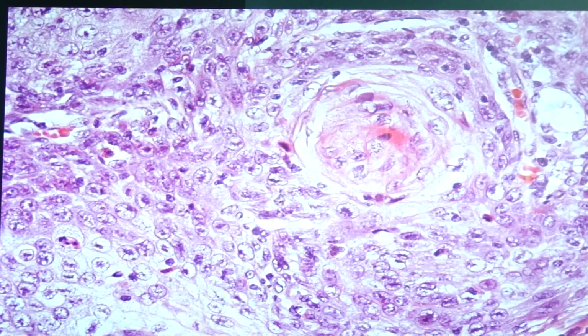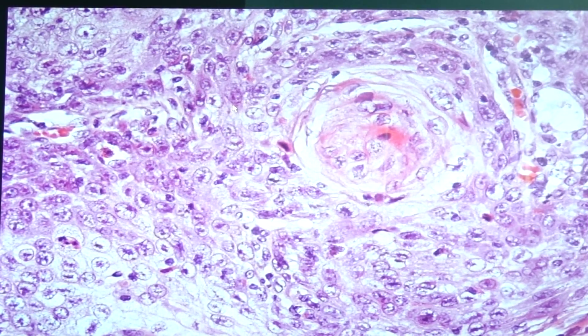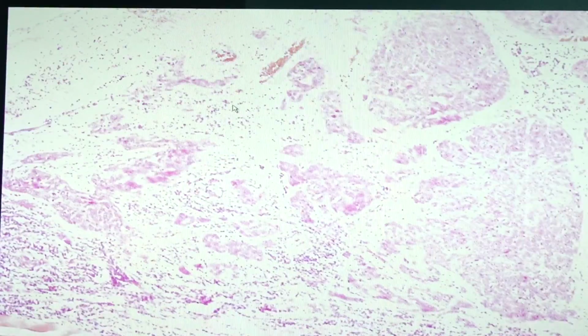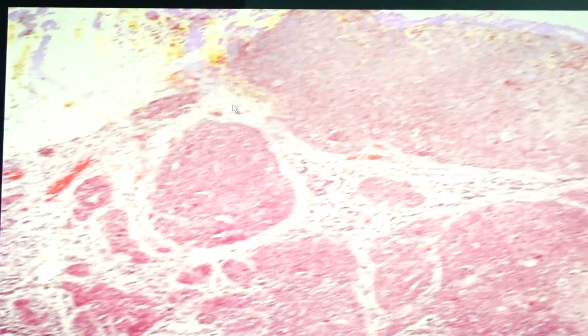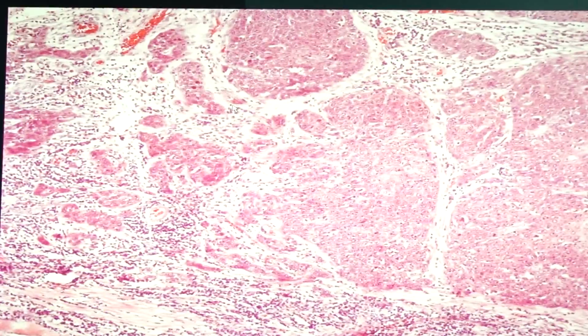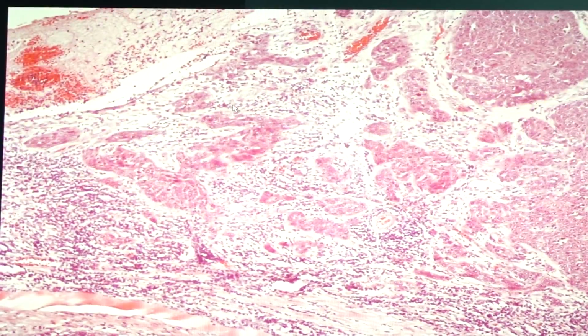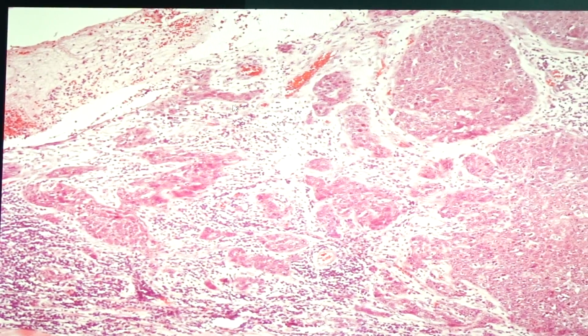If you do not see the presence of keratin pearl, but still you have the presence of some keratinization, you call it the non-keratinizing type. So again, features: you have the presence of nests, presence of nests in the stroma. That's the time that you call it invasive squamous cell carcinoma.